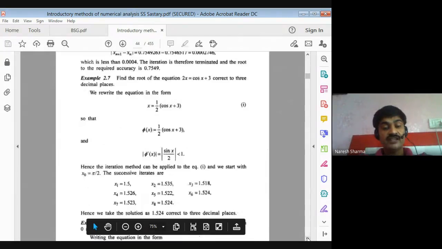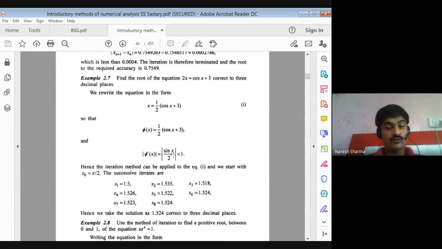In magnitude, if you say it is sin x divided by 2, you know that the mod of sin x always lies between 0 and 1. So its value divided by 2: if the maximum value is 1, divided by 2 makes 0.5. So this derivative is always less than 1.